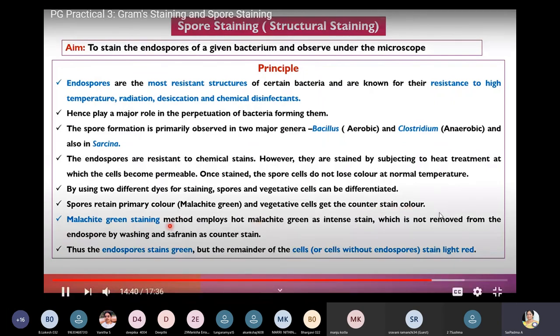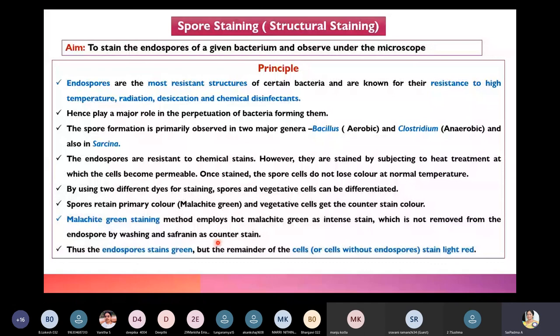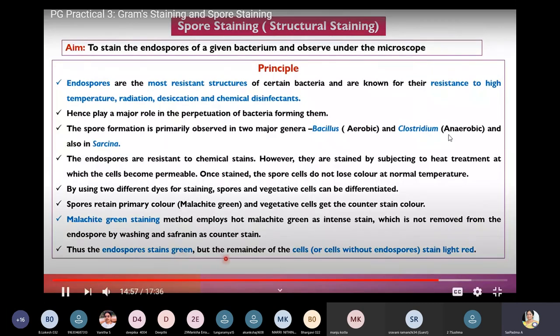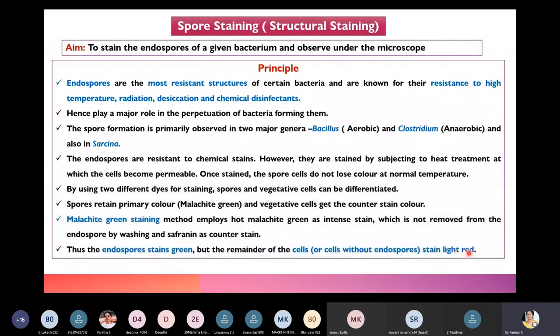The malachite green staining method employs hot malachite green as an intense stain, which is not removed from the endospore by washing, and safranin is added as a counter stain. Thus, the endospores will stain green, but the remainder of the cells, that is the vegetative cells or the cells without endospores, will take a light red or pink color.